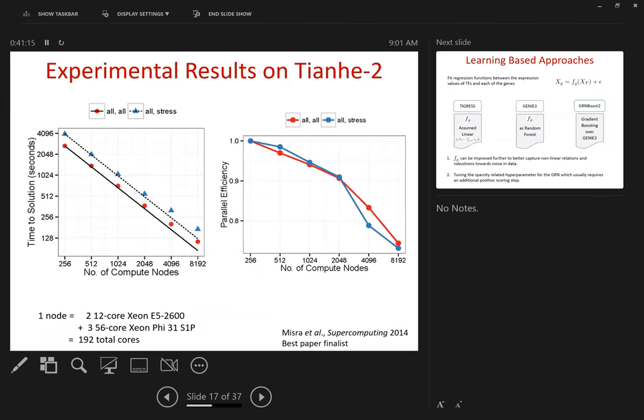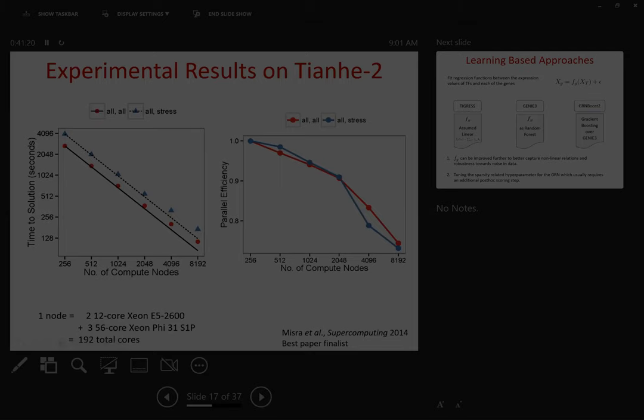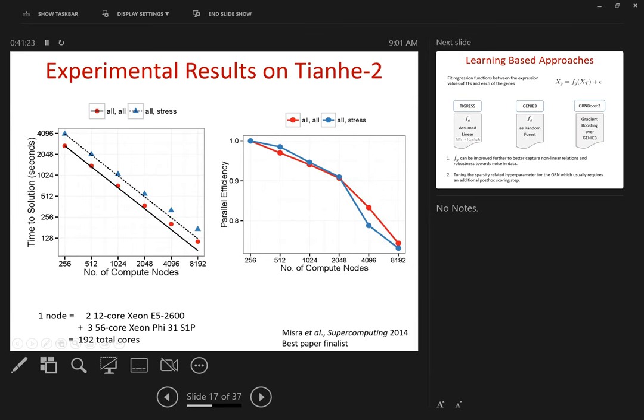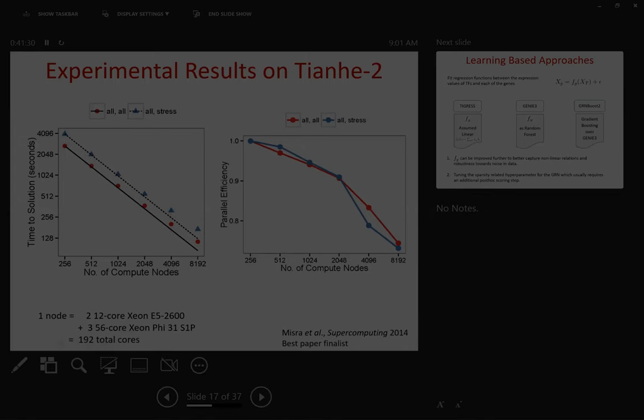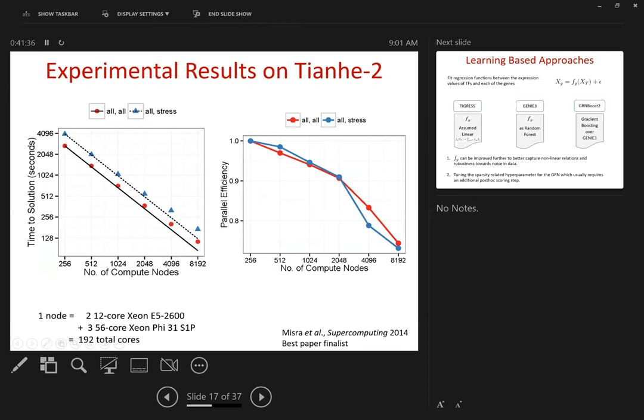And I can show you that using this, when I say 8,192 nodes, each node collectively has 192 cores spread between the CPU and the accelerator. If you multiply the two, it's actually 1.5 million cores. So we were using 1.5 million cores here to compute Bayesian networks, and the runtime is close to a couple of minutes. So this represents five orders of magnitude larger computation than previously done. And it was the best applications paper in the supercomputing conference in 2014, and one of the best paper finalists. So we were able to build these large scale networks.